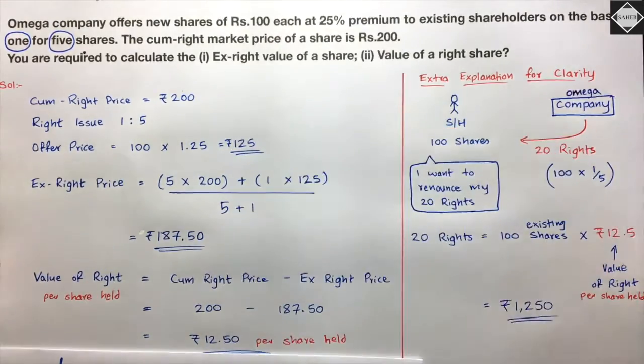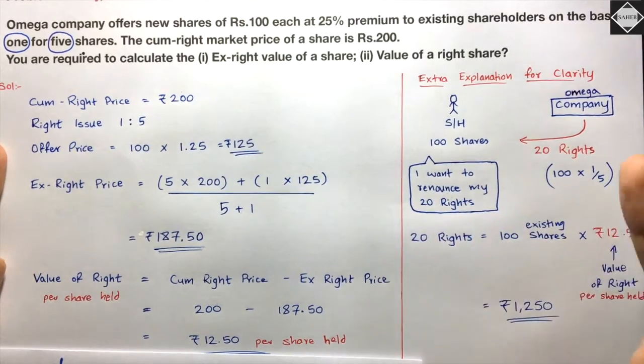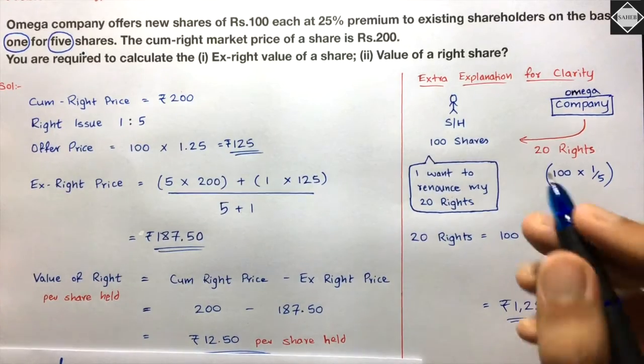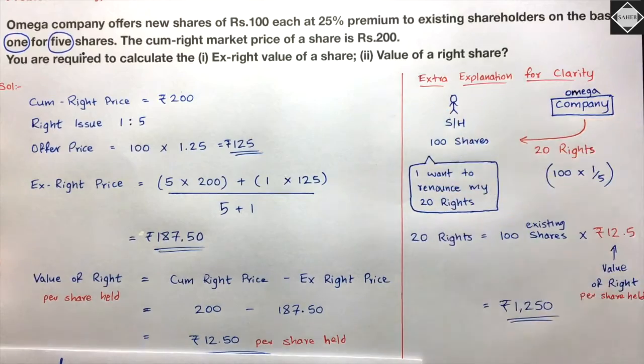Fine. But now he doesn't have any money to buy the shares and all. He's short of funds. So now he wants to renounce. Renunciation of right. I want to renounce my 20 rights. So he will sell those rights, not shares, rights. He wants to sell those rights to any other person.